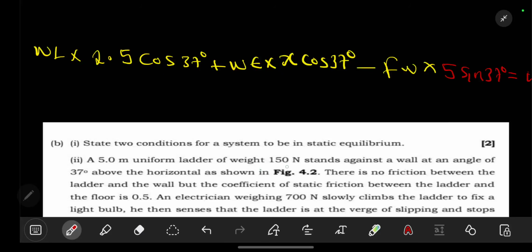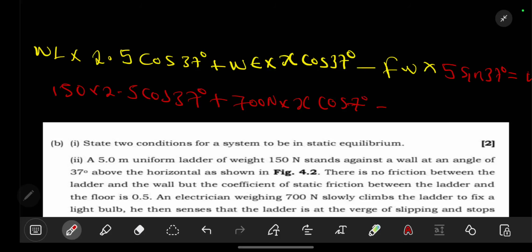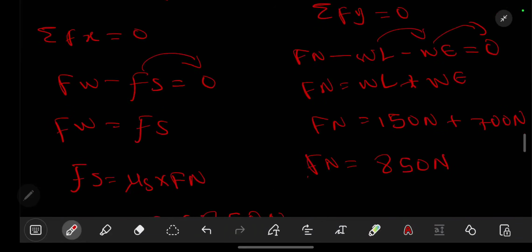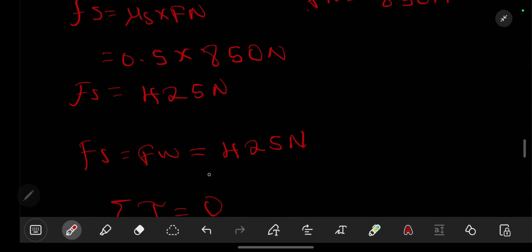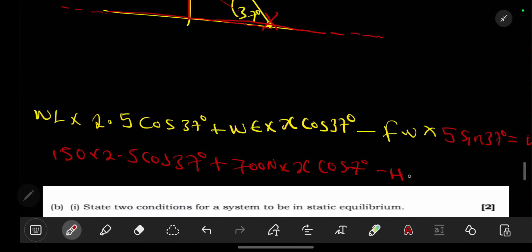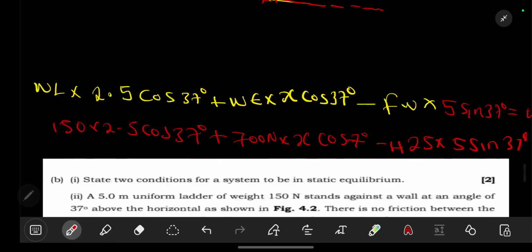So let's now plug in the value. The weight of the ladder is 150. So we are going to say 150 times 2.5 cos of 37 degrees, plus the weight of the electrician, which is 700 newtons, times the x, be careful, times the x cos of 37 degrees, minus the weight on the wall. We have found it to be 425. So remember, we have found it to be 425. So we are going to say 425 times 5 sine of 37 degrees like that.